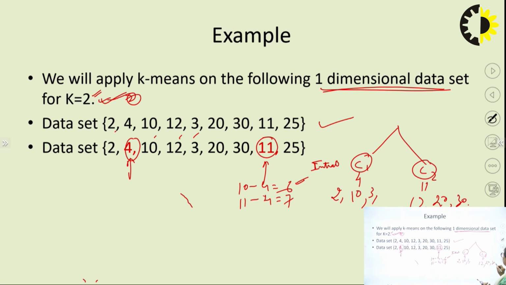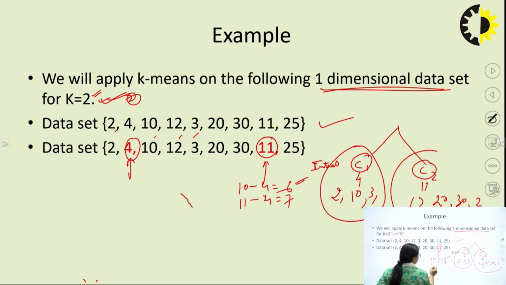30 will come this side, and 25 minus 4 and 25 minus 11. So 25 will come in this side. So we form a whole lot of this cluster in iteration 1. In iteration 1, we have these clusters formed. What is the next step?